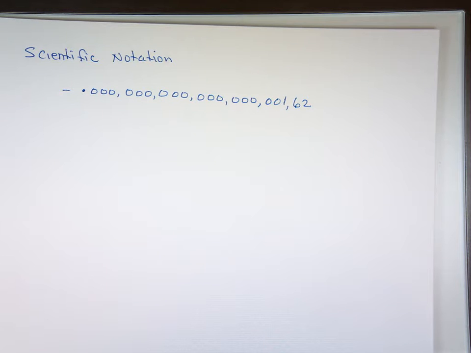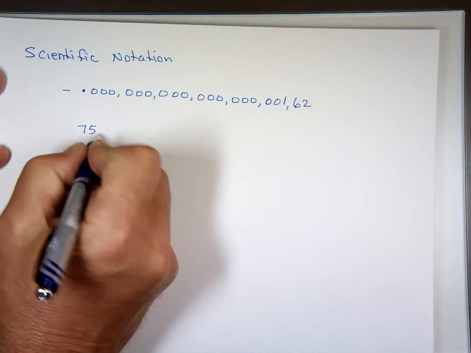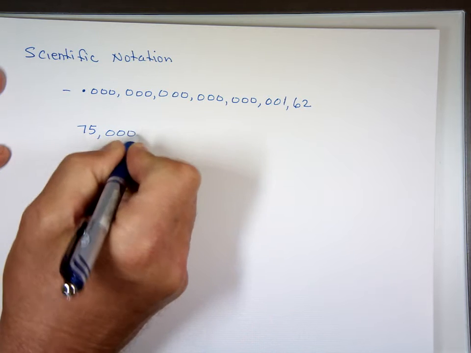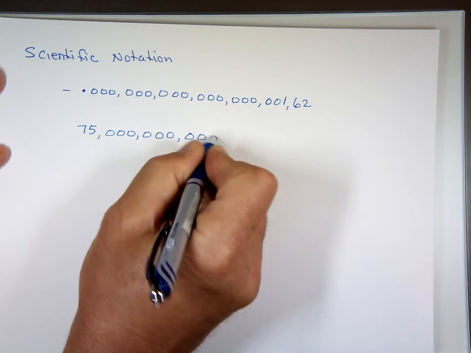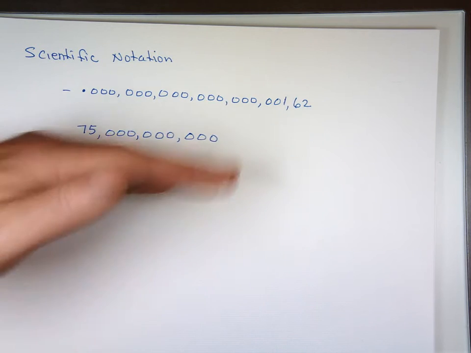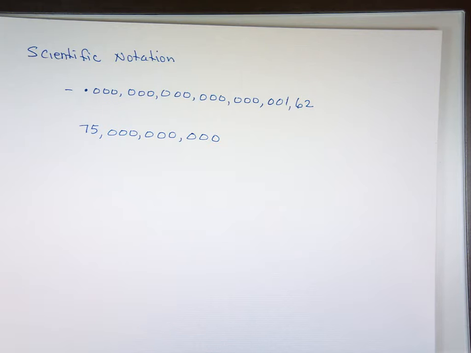Or if you're talking about Bill Gates, how much is he worth? The goal is about $75 billion. Not millions, billions. That's too large of a number to fit on a calculator. That's too small of a number to fit on a calculator. So we need a way to be able to write these big numbers, small numbers. What we use is called scientific notation.